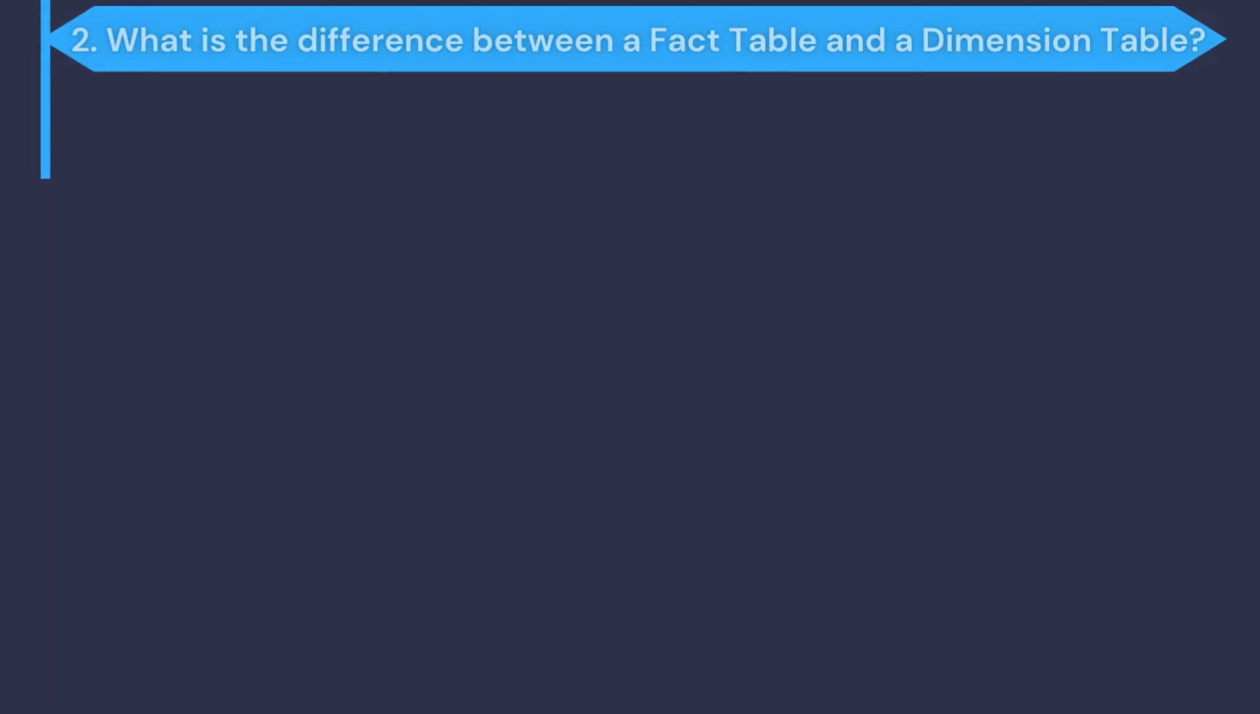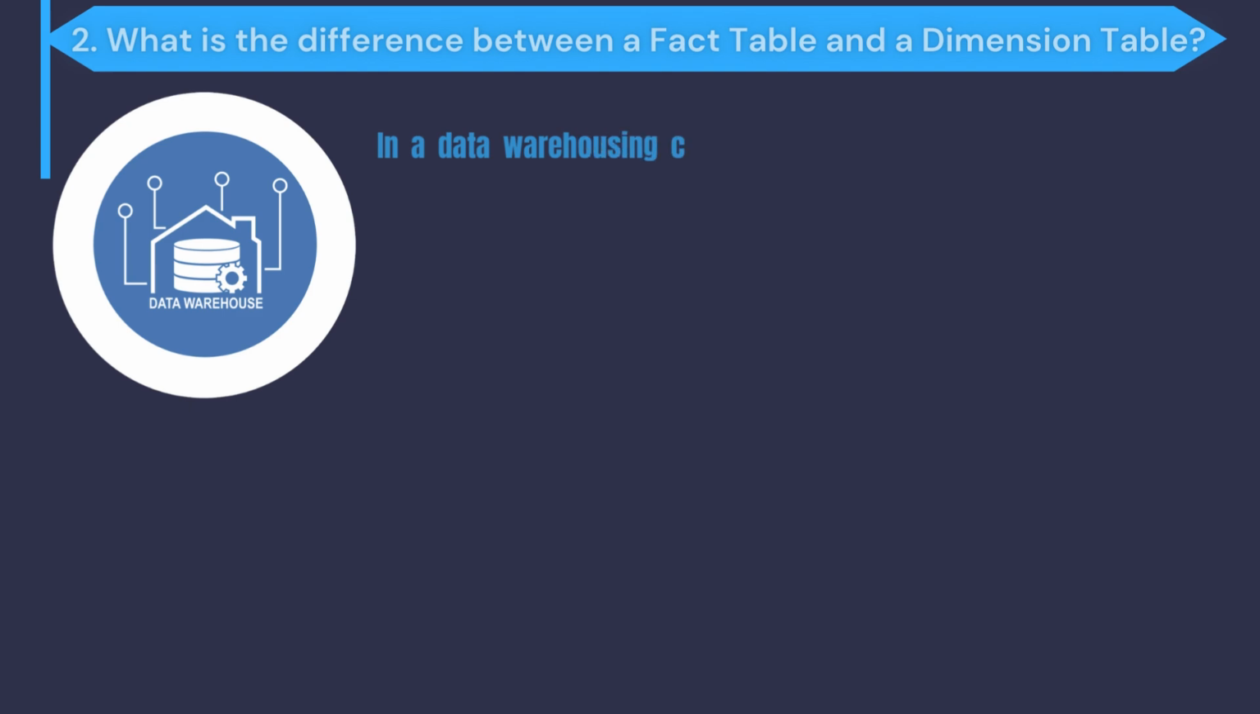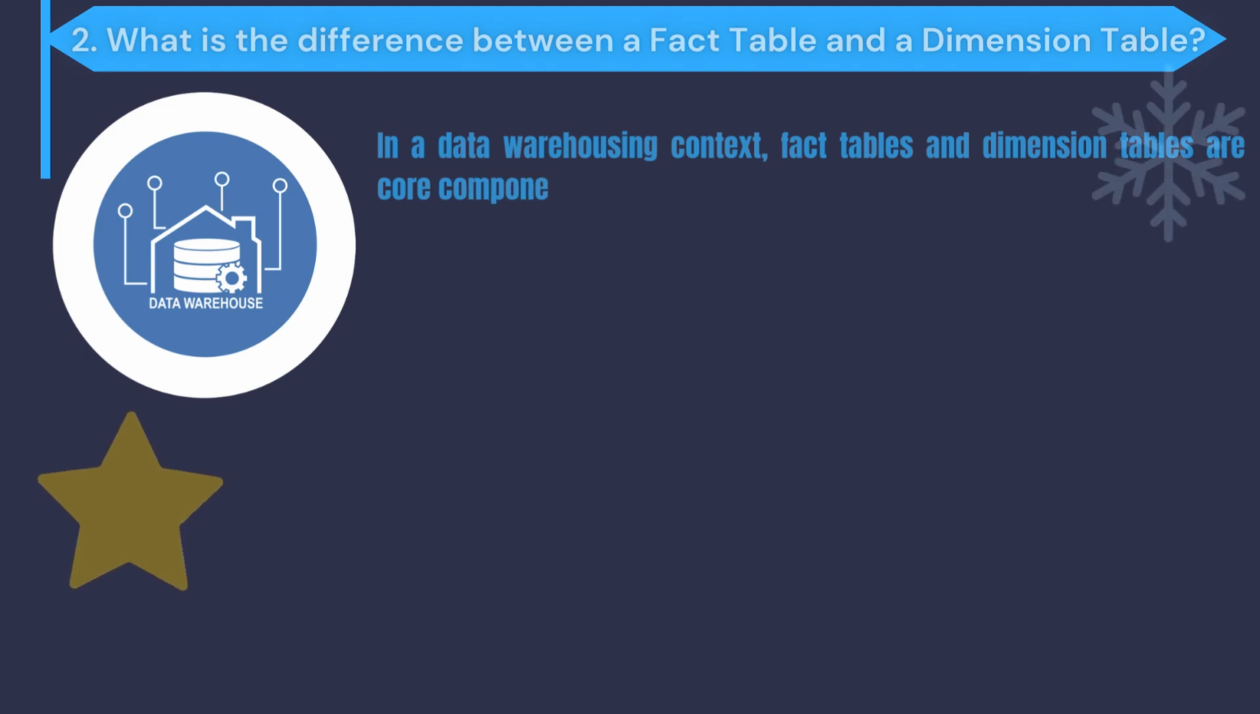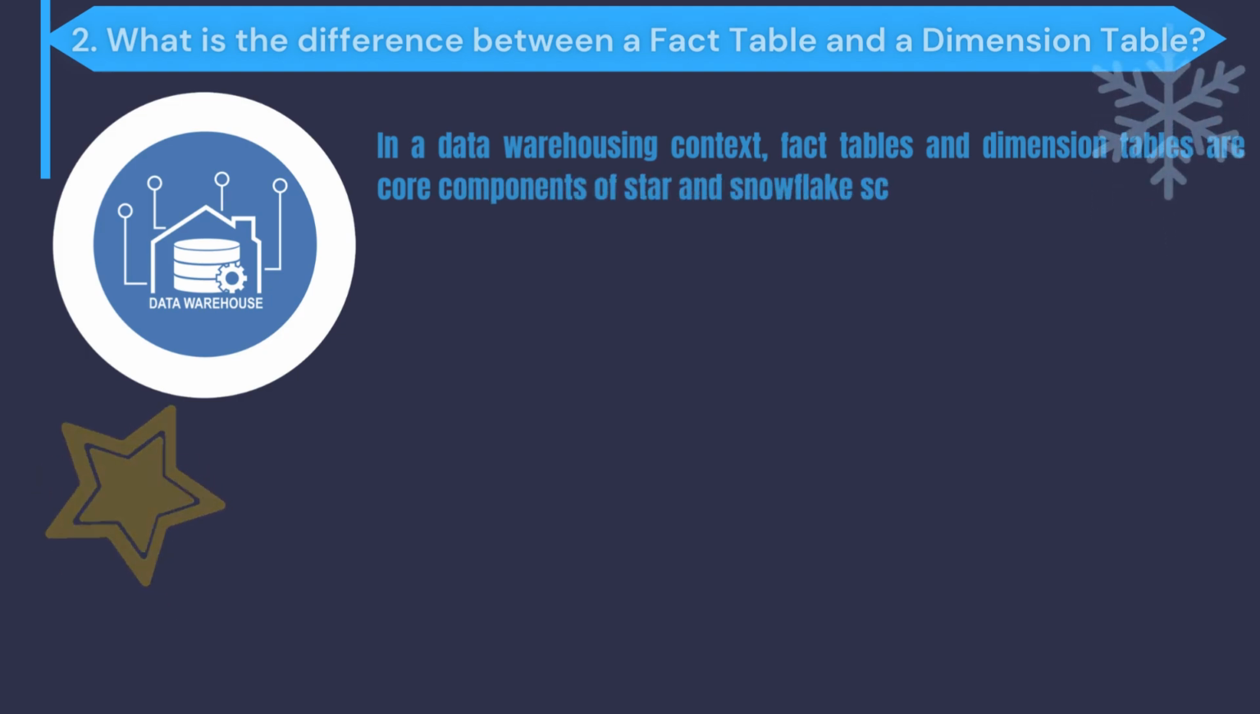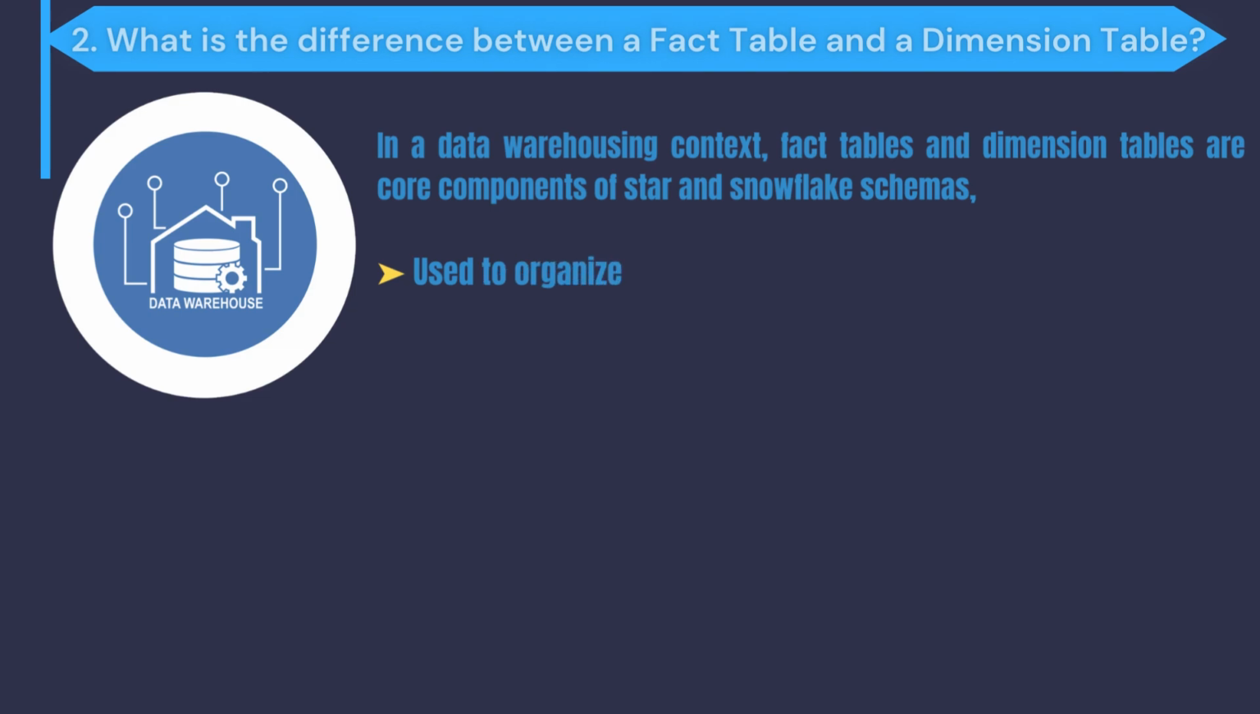2. What is the difference between a fact table and a dimension table? In a data warehousing context, fact tables and dimension tables are core components of star and Snowflake schemas, used to organize and structure data for analysis and reporting.